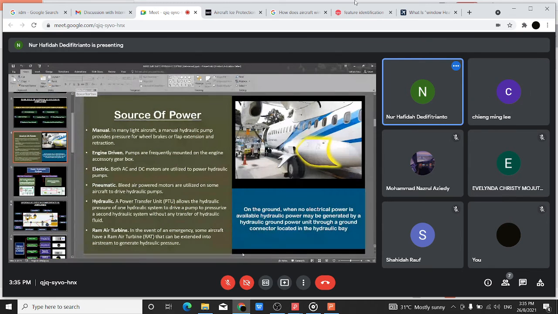Engine driven, of course, is a pump driven by the engine. Normally for ATR we don't have an engine driven pump. For bigger aircraft, yes, like the 737 and Airbus. ATR is using the electrical pump.